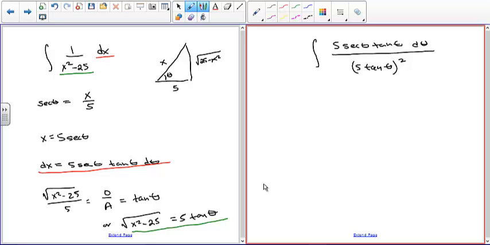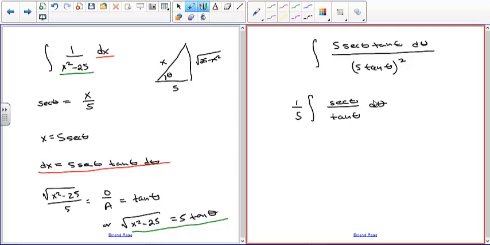So the substitutions we make are for dx, we put in 5 secant theta tangent theta d theta, and for x squared minus 25, we put in the square root of x squared minus 25, squared. So we have 5 tangent theta squared. Okay, so then we simplify it. We'll end with 1/5 because we have 5 here and 5 squared there. And this tangent cancels out with one of those tangents, so we have secant theta over tangent theta d theta.